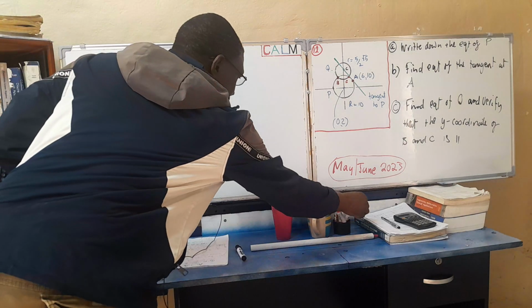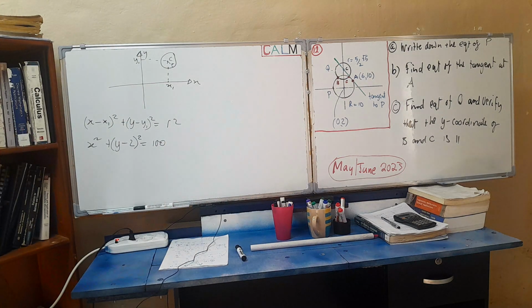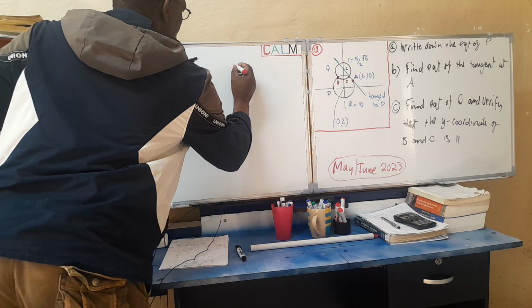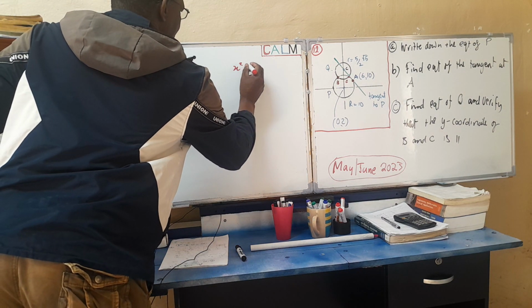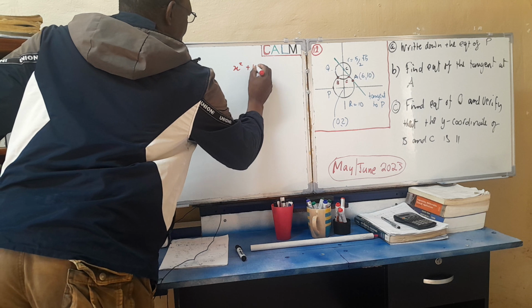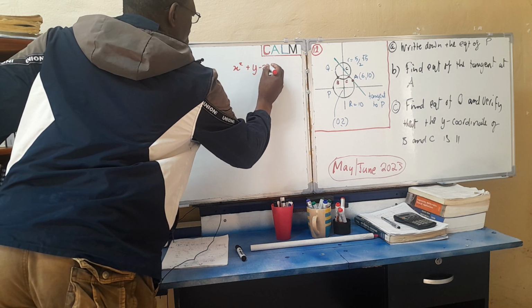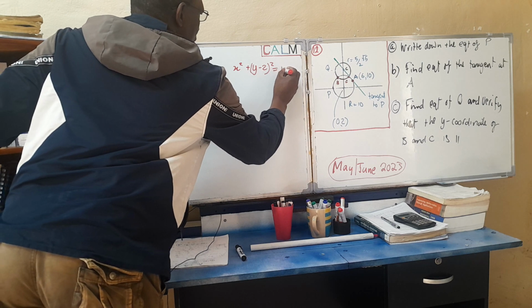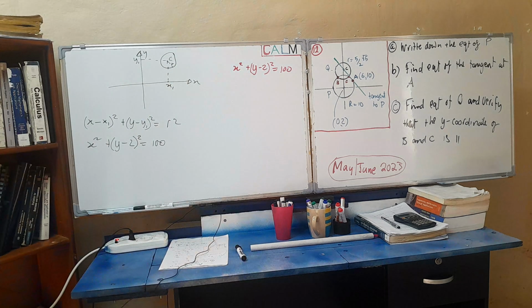Let's copy it down here somewhere because at some point we're going to need this equation. So the equation of circle P is x squared plus y minus 2 all squared is equal to 100. That's the equation of circle P. Okay.